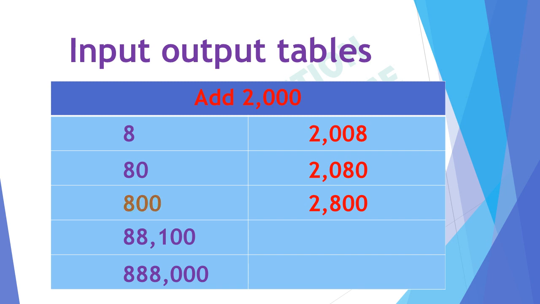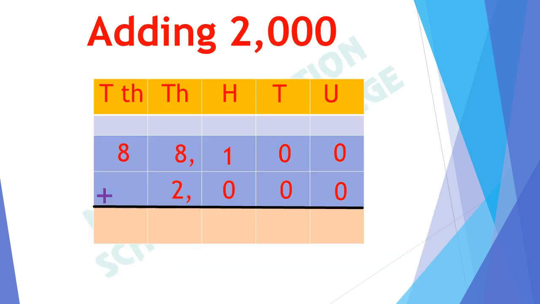If we add 2800, we get 2800. Now we will add 88,100 and 2000. We start from the units. We have to add 0 units and 0 units. Here we will get 0. In the tens column, there is also 0 tens and 0 tens. If we add 0, we get 0. In the hundreds column, there is 1 and 0. If we add 1 and 0, what does it come? It comes 1. As if we add 0 in any digit, we get the same digit.